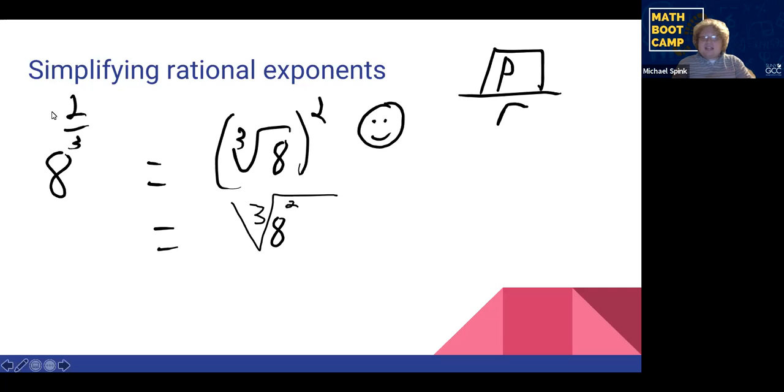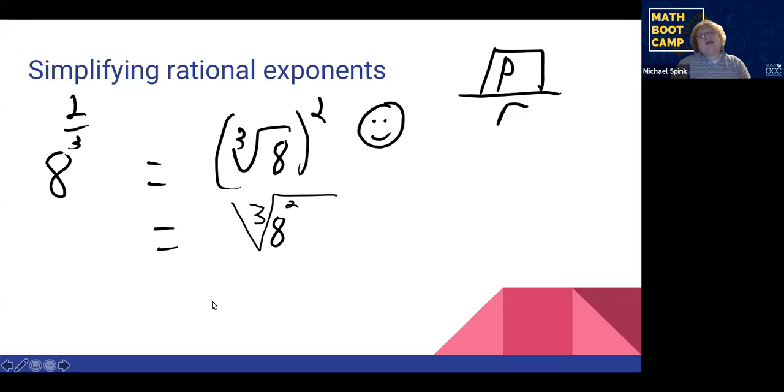So we can look at these exponents one of two ways. Using this as an example, we can look at this as the cube root, because of the 3, of 8 squared, or we can square 8 and then take the cube root after the fact. One of these is usually substantially easier than the other. In this case, it's the top one.